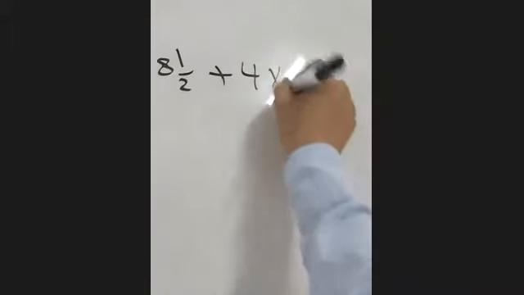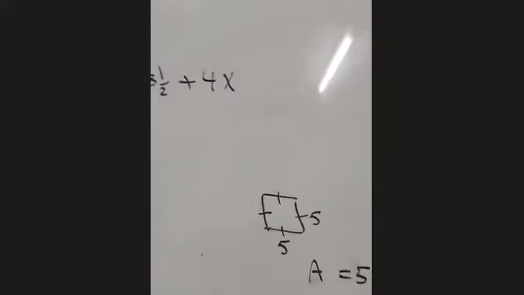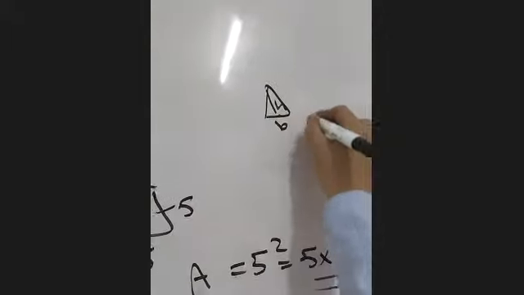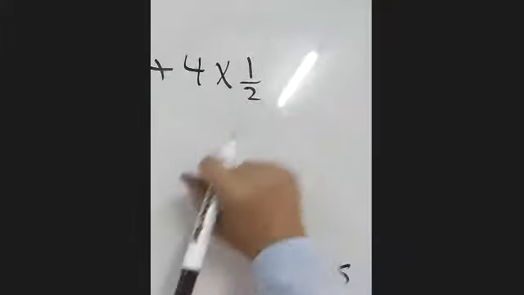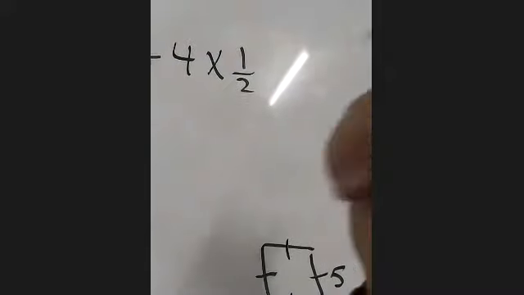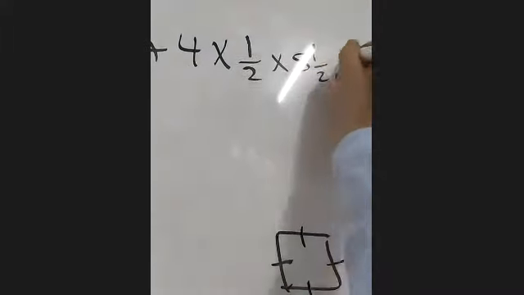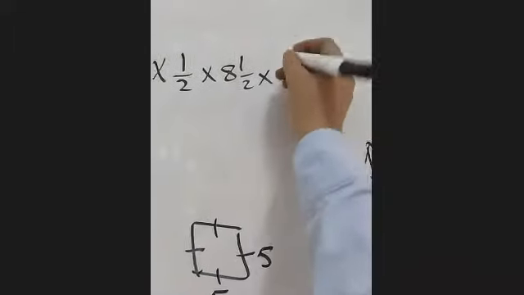How many triangles do we have? Four. Multiply the area of the triangle. Do you know the area of the triangle? One over two base height, guys. Don't forget: half base height. What's the base for the triangle? 16 and 5 is the height, son. I want the base: 8 and 1 over 2. Yes, 8 and a half. Multiply the height, 16 and 5 over 8.